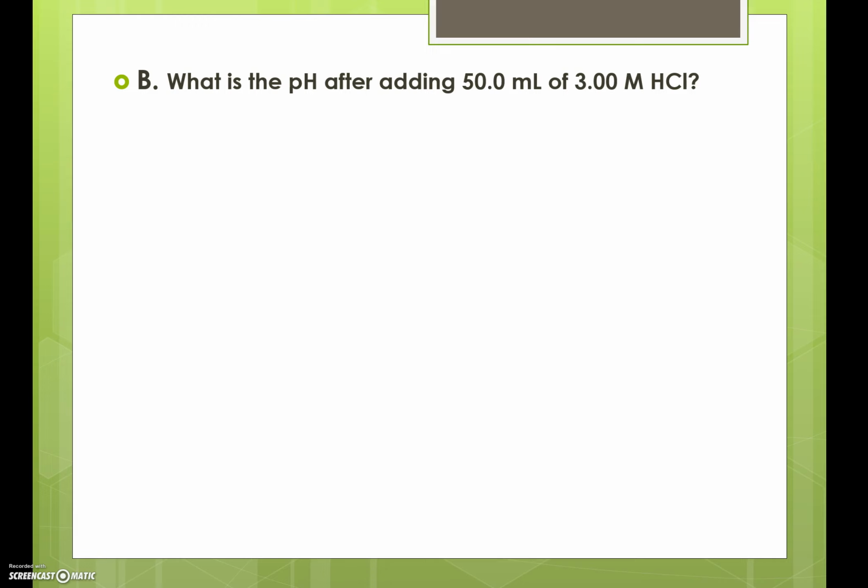And then we're going to need to make an ice chart, except that this time we're adding 2 solutions together, so we're not going to be able to use molarities in our ice chart. We're going to have to calculate the moles of all the species that are in the solution, do a mole ice chart, and recalculate our concentrations after that.